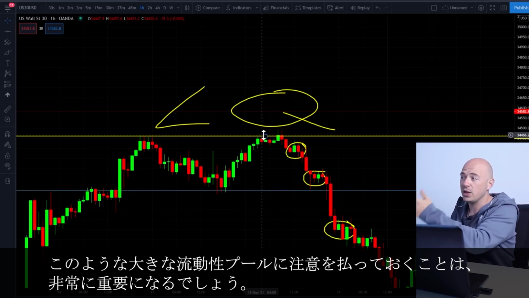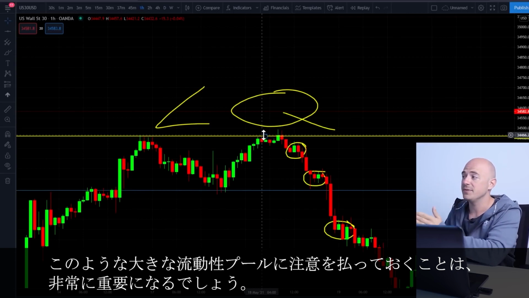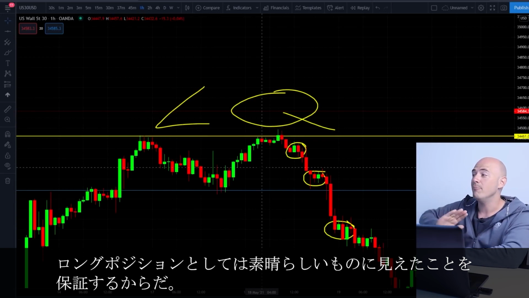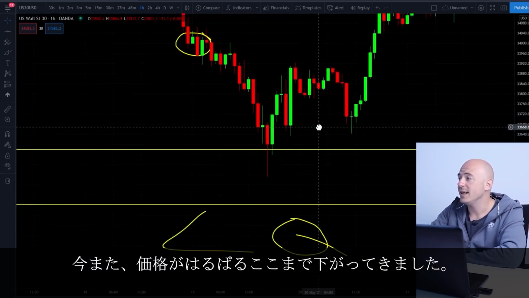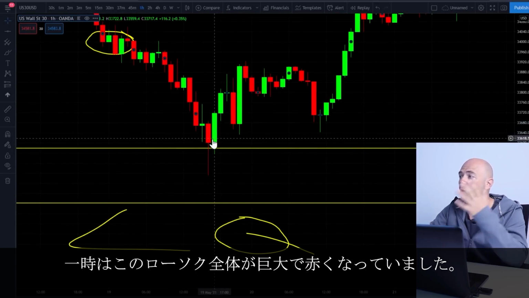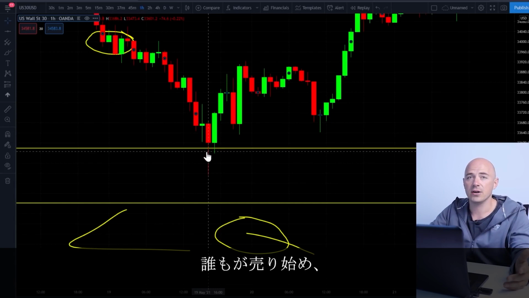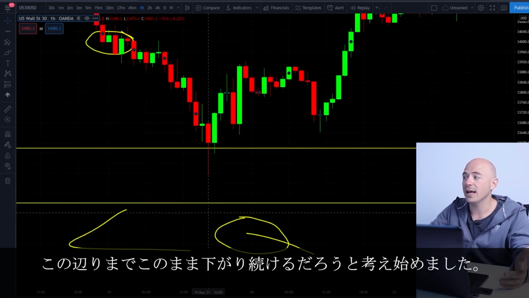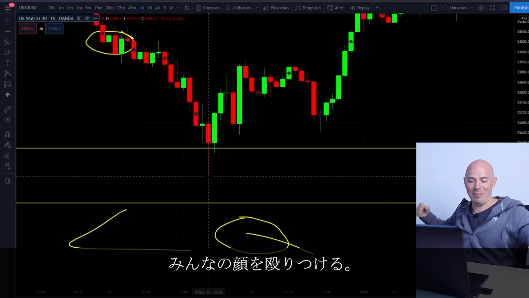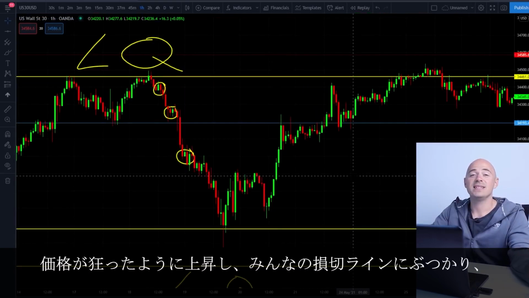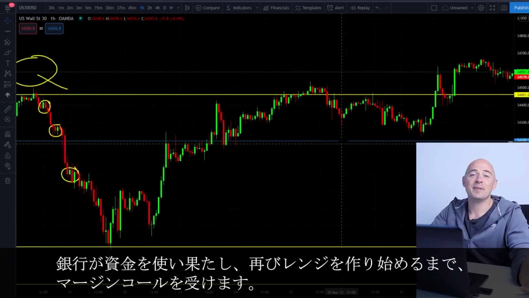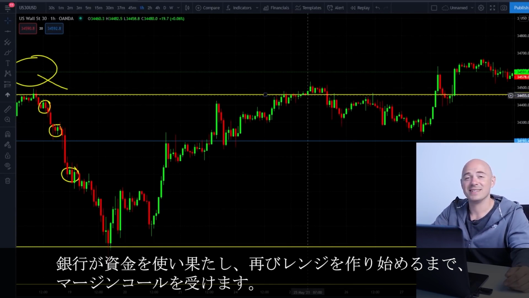Keeping in mind these big liquidity pool levels is gonna be massively important, because I guarantee you if you zoom this into a 1 minute time frame, this looked amazing for a long position. Now again, as the price came all the way down here, at one point this entire candle was humongous and red. Everybody started to sell, thinking it was going to keep going down, maybe even to this area. Then big banks and financial institutions come in and just punch everybody right in the face. Price swings up like crazy, hitting everybody's stop losses, getting those margin calls until the banks have had enough of your money and it starts to consolidate again.